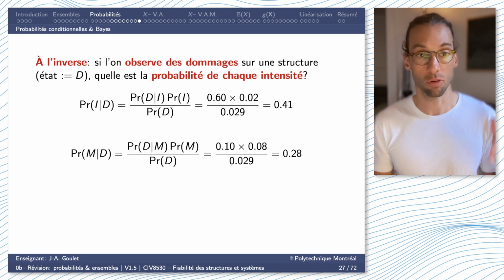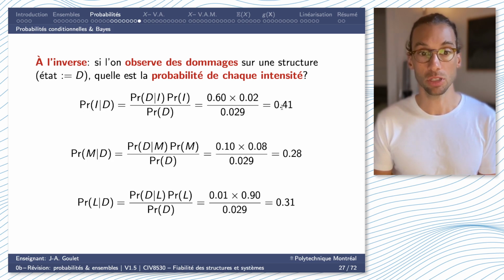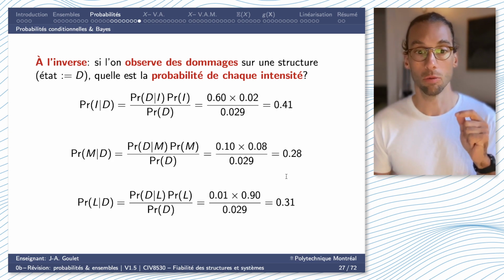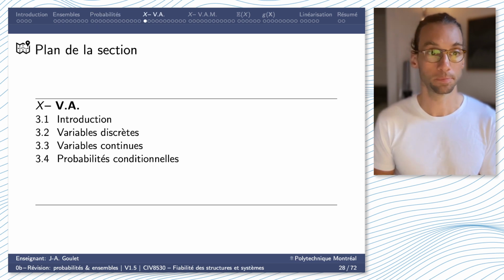I can do the same thing for moderate and for light damages, where we can see that these probabilities are lower. And especially for the light damage, my probability for a low intensity earthquake was initially 90%, but after I perceived damage, that probability dropped from 90% to 31%.